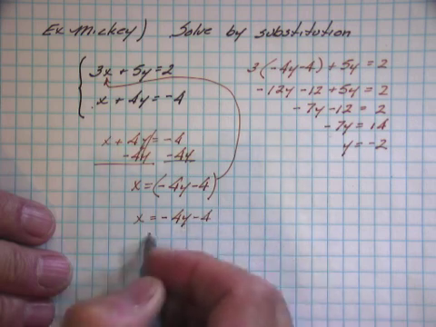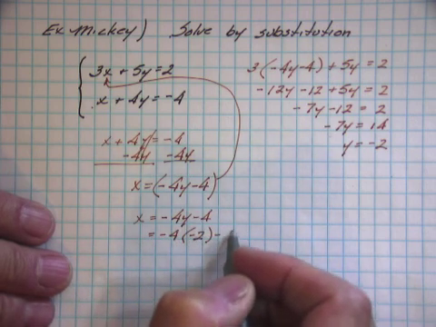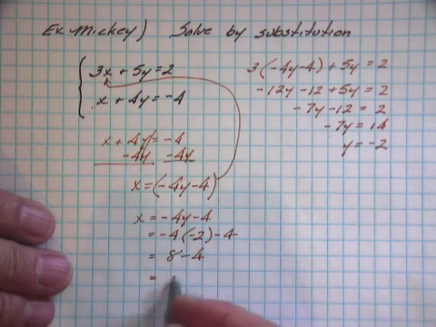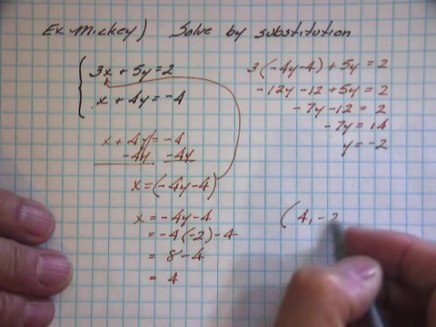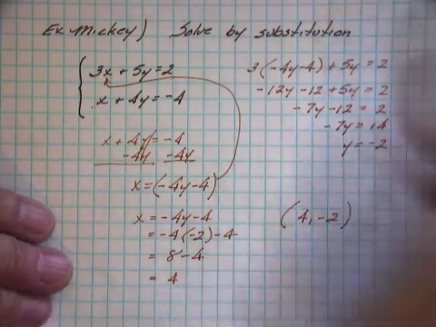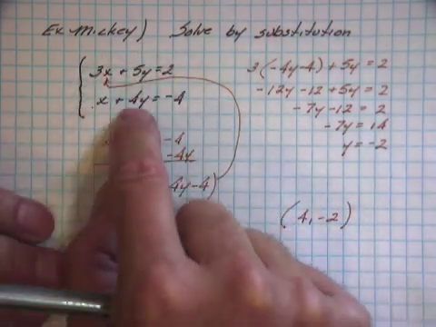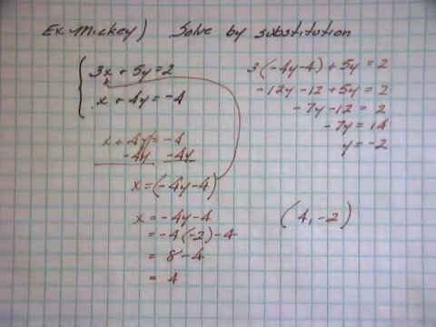And I already took the time to solve this for x, so I'm going to plug that y in here, and it will tell me what x is. x equals -4y minus 4. So that's -4 times -2 minus 4, which is 8 minus 4, which is 4. So my ordered pair is 4, -2.